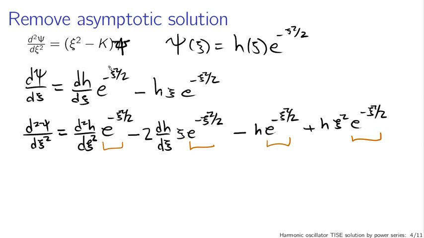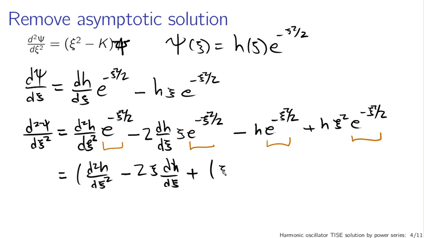And, well, let me just write down what we get. The second derivative here now is equal to d squared h d xi squared minus 2 xi h. Sorry. Changing the order of the terms, minus 2 xi dh d xi plus, rearranging, xi squared minus 1 h with an e to the minus xi squared over 2 factored out. This is all our left-hand side of our equation.